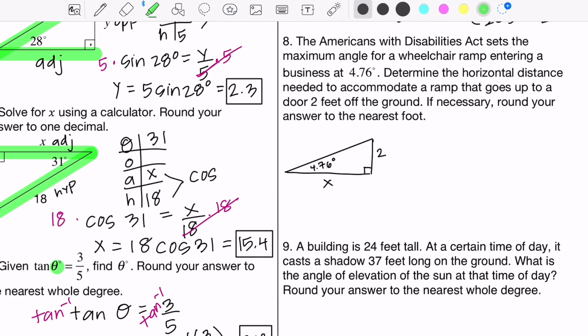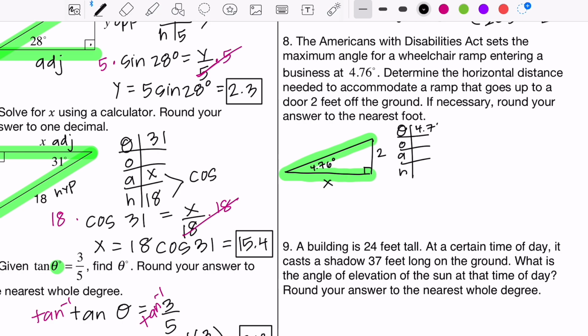So now we have the same setup as before. This is the angle we're referencing. So we can set up our table. This is 4.76 degrees. Adjacent, hypotenuse, opposite. And so that's 2 over x. So that's going to be a tangent. So we're going to have the tangent of 4.76 degrees equals 2 over x.